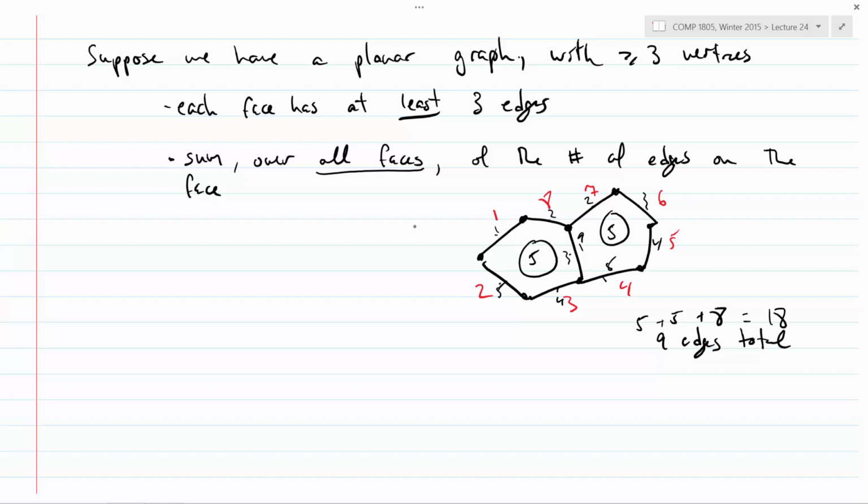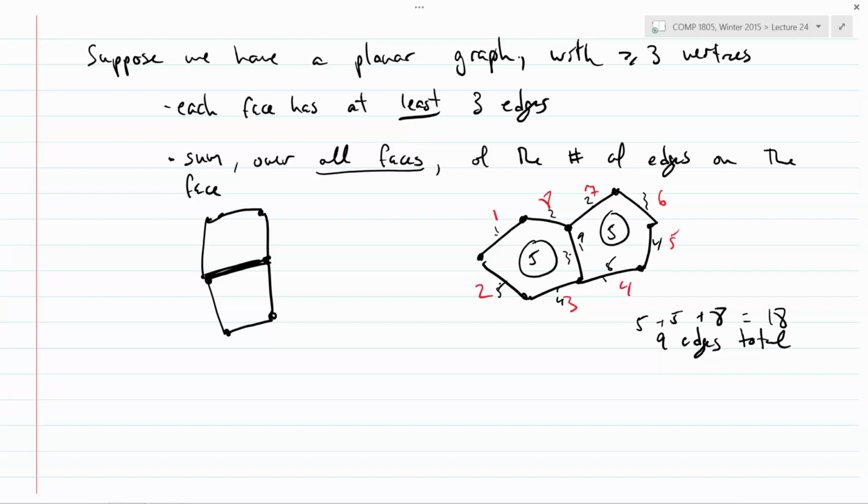Okay, so we have two observations. Each face has at least three edges, and if you sum up the number of edges on each face over all faces, then you get twice the number of edges total. I'm not going to do a full proof of that last point, but the idea is very similar to the handshaking theorem. Consider an edge. It is either part of two faces, like this edge here, so when I add up the number of edges on each face, I'll count it twice. I'll do this double counting.